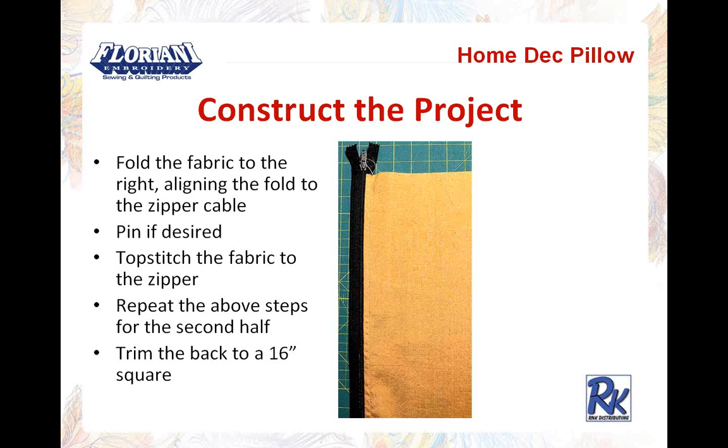And you're going to trim your back to a 16-inch square. And if you want, you can trim your zipper at this time or not. But if you trim your zipper, make sure you can see right here, you've got the opening of the zipper. Make sure you move it in. Don't trim this part off, because then you won't be able to use your zipper anymore. So make sure you unzip it in a little bit before you trim.